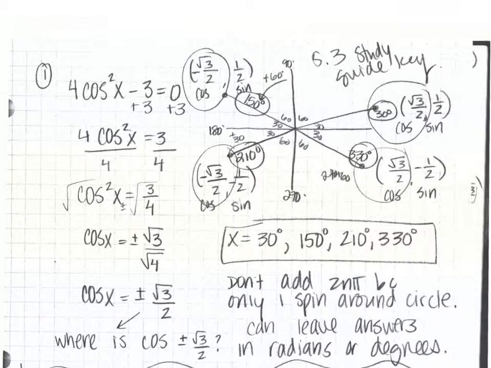So you first need to isolate cos-squared x. So we add 3, divide by 4, and then when we take the square root, we put plus or minus in front of both. Then we have square root of 3 over square root of 4, which gets square root of 3 all over 2.